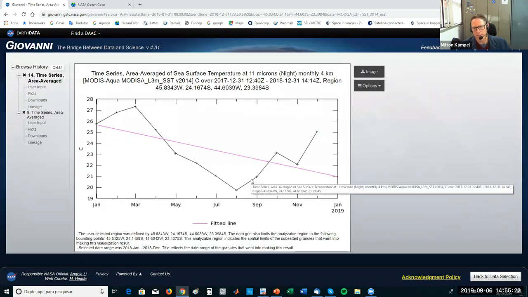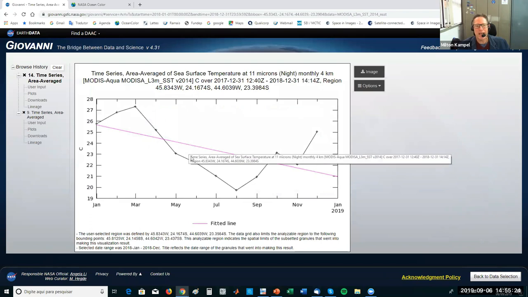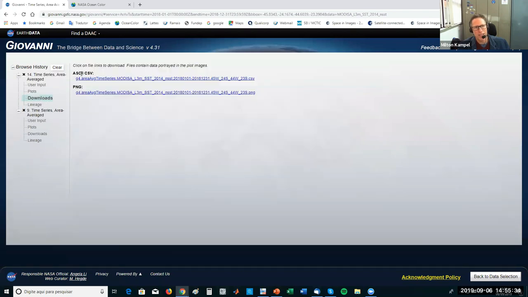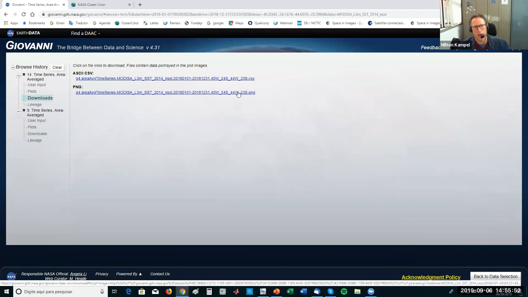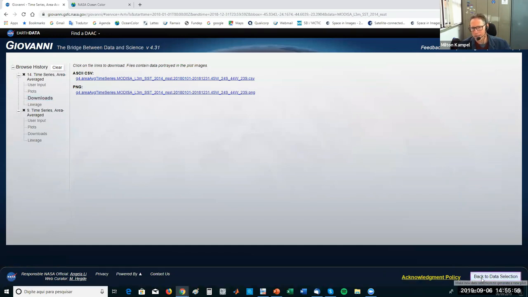You see, very fast and easy. And of course, let me say you are interested in getting the data. If you come to download, you see that you can get the data as an ASCII comma separated variable, or an Excel file. You can open it in any text editor or spreadsheet. You're going to get this data or the figure, the graph itself. Okay. And now let's go back to data selection.